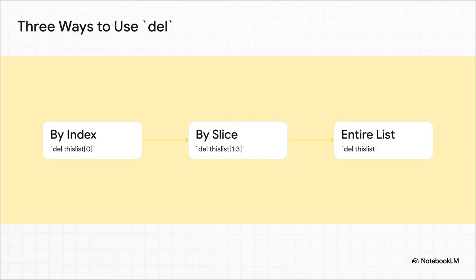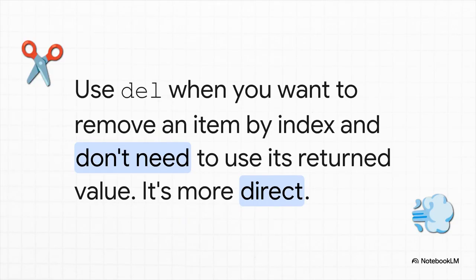So we can use del in 3 main ways. First, to remove a single item by its index, just like we could with pop. Second, and this is where del really shines, we can remove a whole slice or a range of items at once. And finally, we can just completely delete the entire list variable. Poof, gone. So, when should you use del instead of pop for a single item? Well, here's a good rule of thumb. If you just want the item gone and you don't care about its value afterwards, del is more direct. It's cleaner. If you need to capture what you just removed, you've got to use pop.